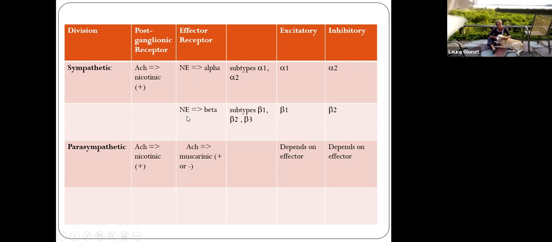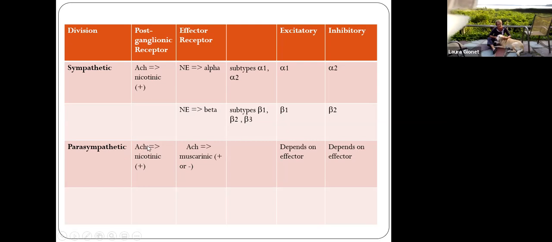Below that, okay, well, that's the alphas. Let's look at the betas. If the second neuron is releasing norepinephrine, it's a beta receptor. We have subclasses 1, 2, and 3. If it's a beta 1, the response is excitatory. If it's a beta 2, it's going to be inhibitory.